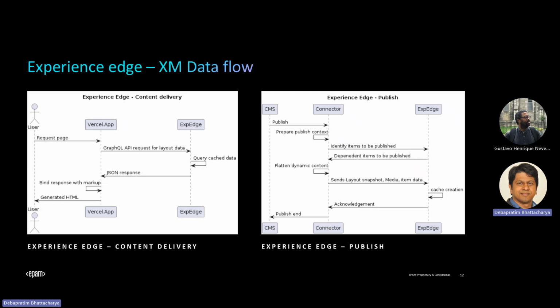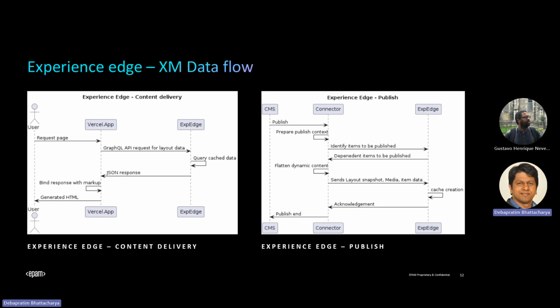Now, coming to the publish process, this is where I think the connector plays a very key role, doing, I would say, the heavy lifting of all the work that is required for an Experience Edge endpoint. So whenever we trigger a publish operation, the connector will create a publish context. It's more like a pipeline. Within that pipeline, there will be a call initially to Experience Edge to identify all the items that need to be published. Experience Edge will then send out all the dependent items that are required to be published. Once we get those dependent items, the connector will start flattening out the dynamic content.